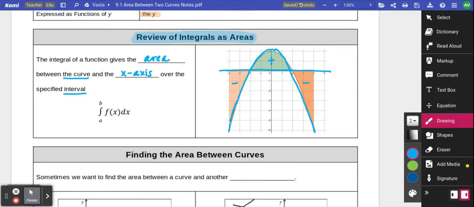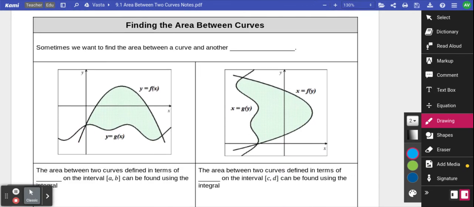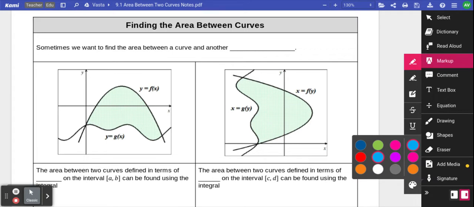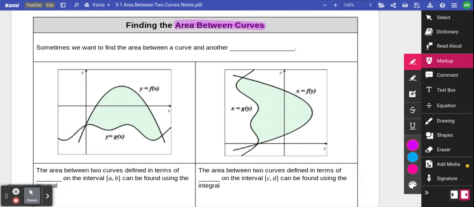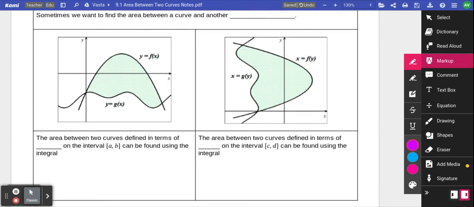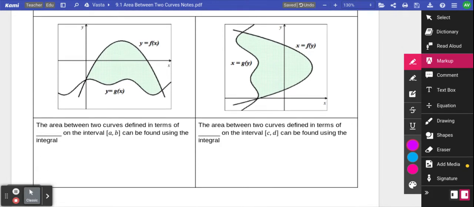Now, what we're changing today is that we're going to be finding the areas between two curves. So that's the big new idea, that instead of being the area between a curve and the x-axis, it's going to be the area between a curve and another curve. An example of a picture would be like these two pictures. For example, in this first picture, you can see that I want to find the area between the graph of y equals f of x, which is this curve, and the graph of g of x, which is this curve right here. I'm not stopping at the x-axis anymore. I'm going between those two different graphs.